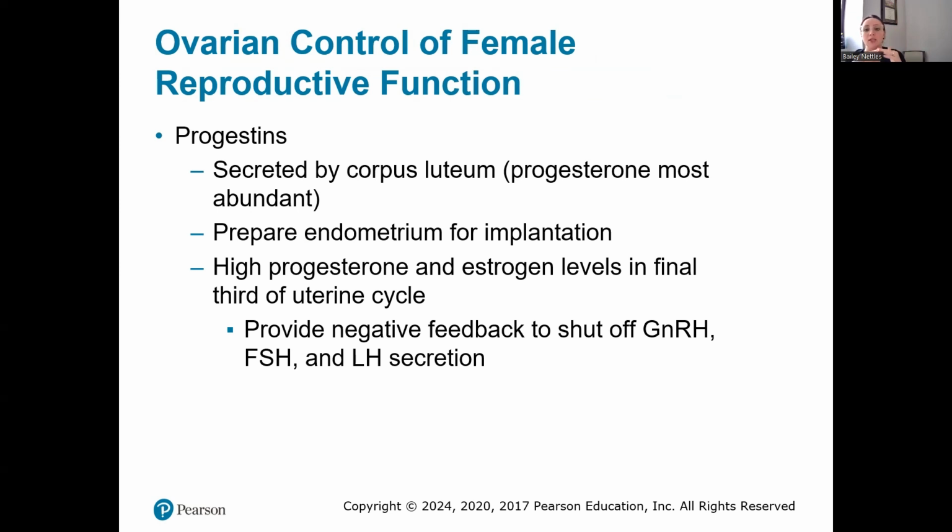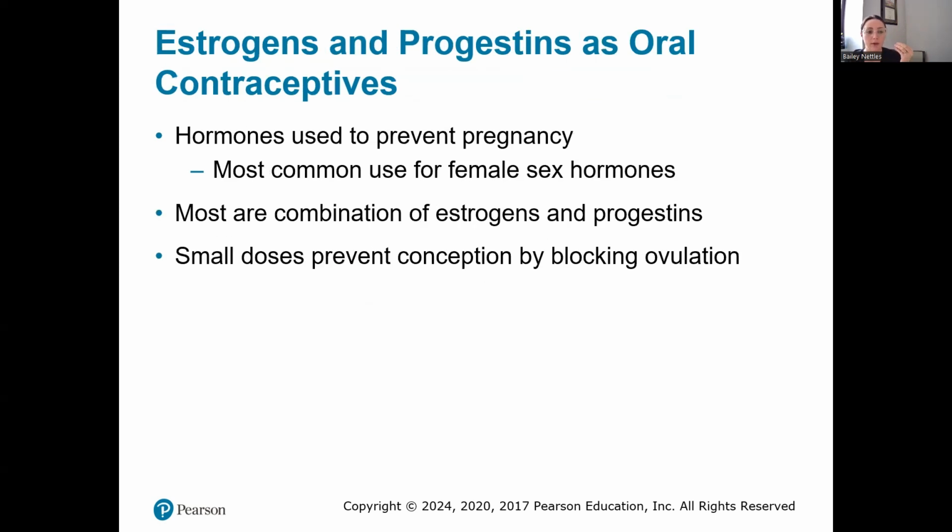Okay, so high progesterone and estrogen levels are in the final third of the uterine cycle. That's how the body prepares for ovulation and prepares your body to become pregnant. So we use synthetic hormones to prevent pregnancy. That's mainly what they're used for. Most are a combination of estrogen and progesterone. There is a progesterone only, and then there are also some long-acting ones.